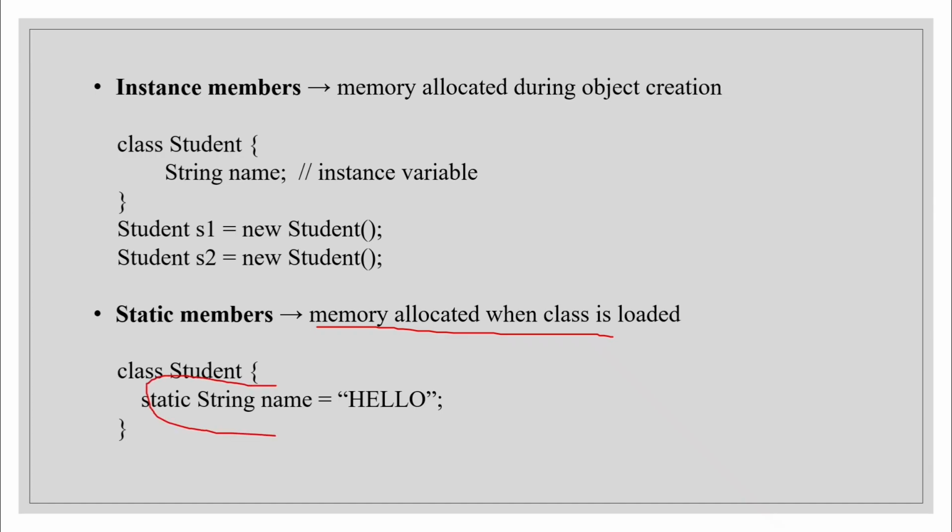Here, inside the class, memory is allocated, and it is shared by all objects. If we have a static variable like name equals hello, s1.name and s2.name both point to the same memory. So if one object changes it, it reflects for all objects. This is the simple difference between instance members and static members. I hope you all got it.